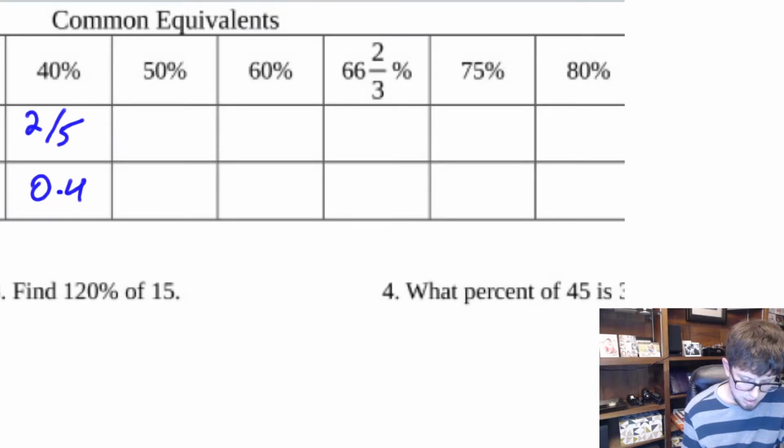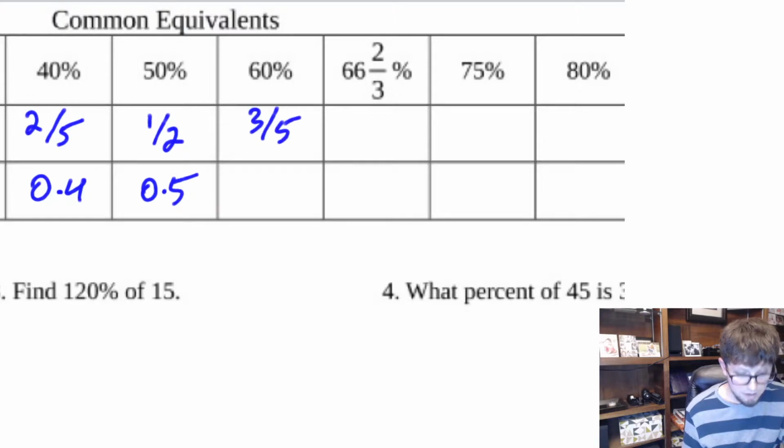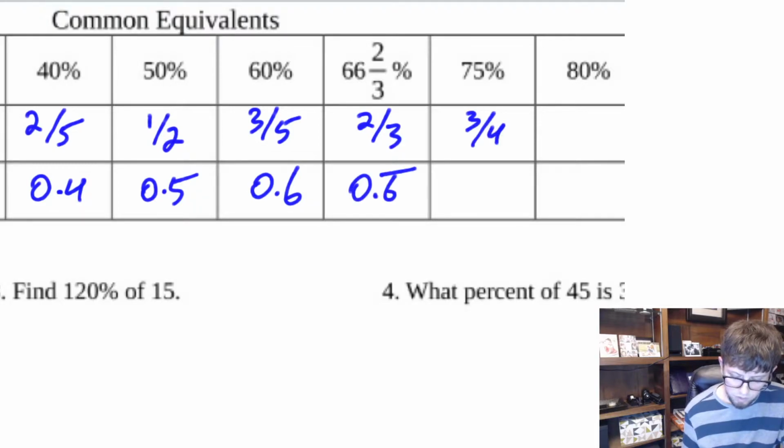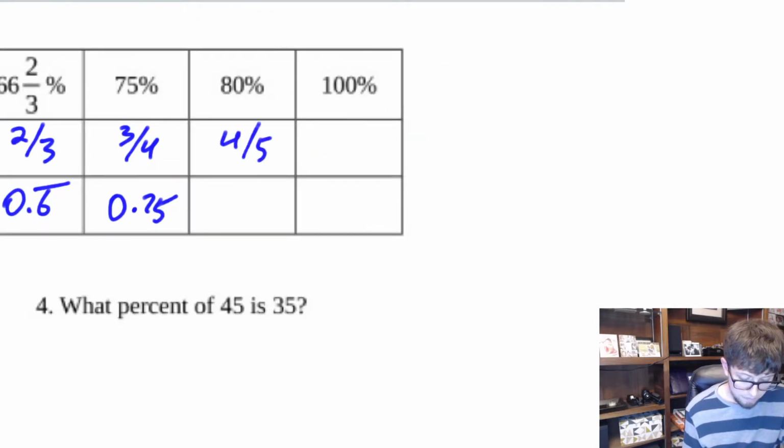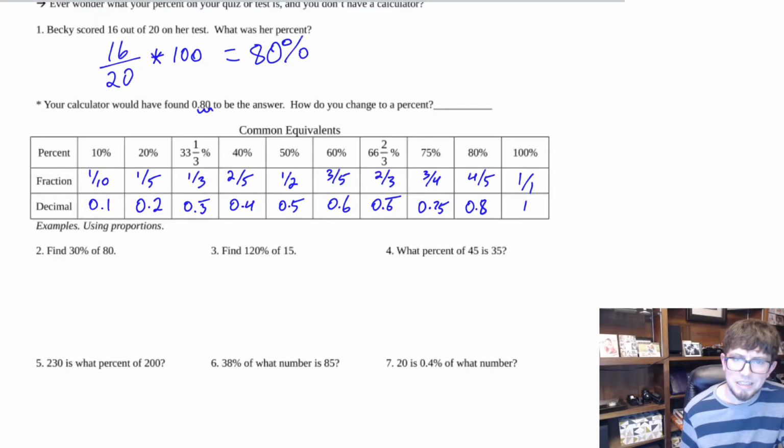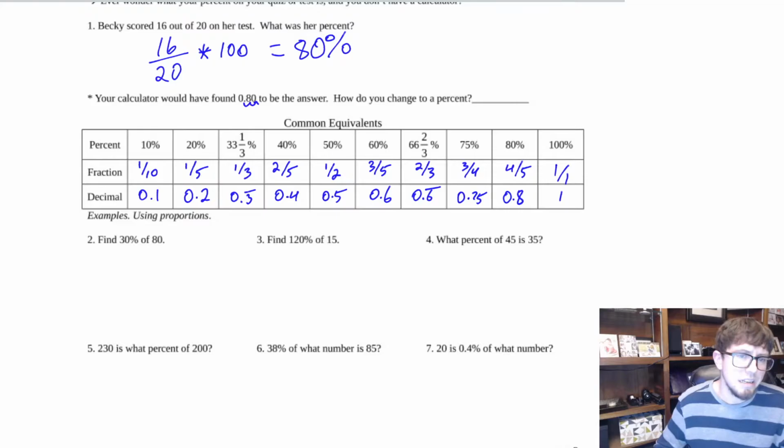50%, 1 over 2, and we can write this as 0.5. 3 over 5, 0.6. 2 over 3, 0.6 repeating. 3 over 4, 0.75. 4 over 5, 0.8. And 1 over 1, and that's just 1. So those are some common ones that we might see, and hopefully that gives you a pretty good idea of how to convert between the three: fractions, decimals, and percents.